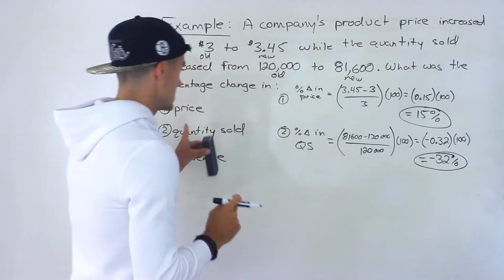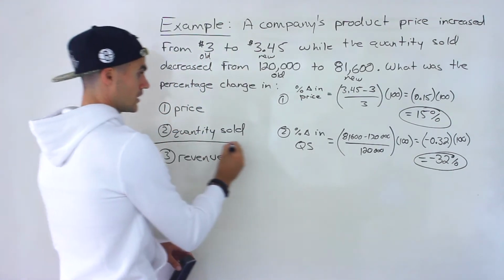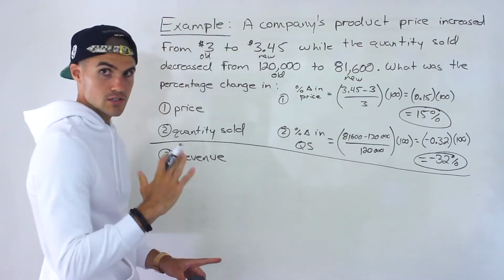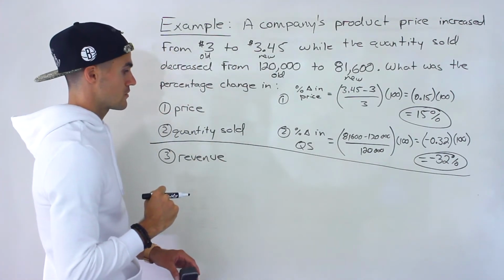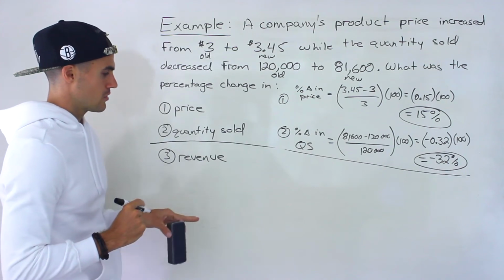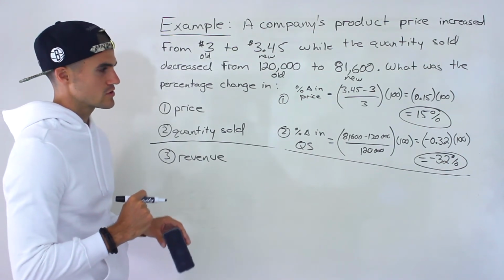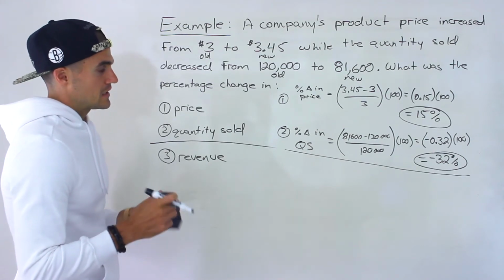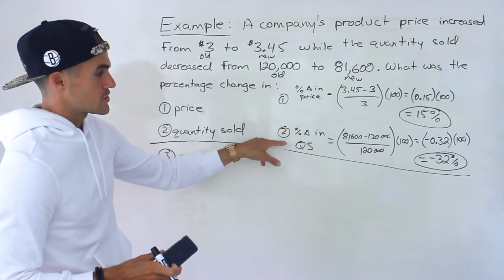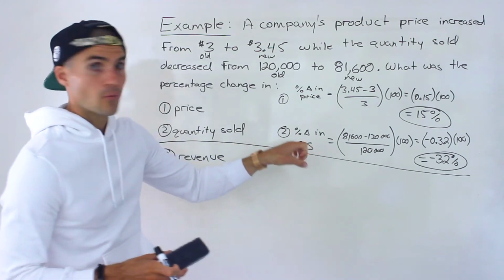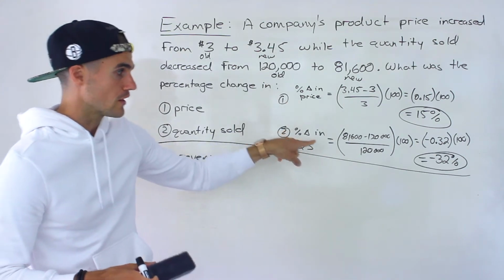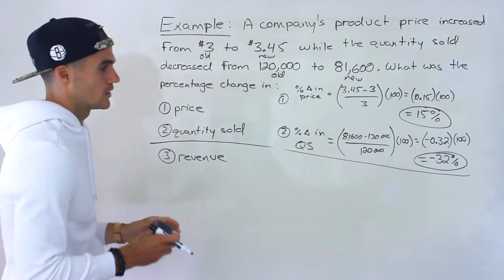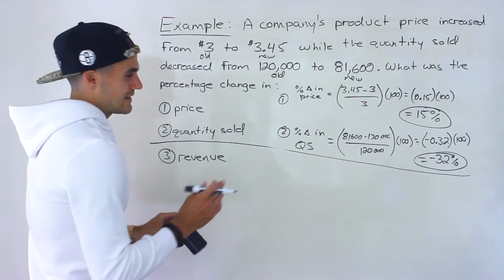Right, so the price increased by 15%, while the quantity sold decreased by 32%. Now moving on to number three, the percentage change in revenue. There's actually two ways to go about it. Because we have the percentage change in price and the percentage change in quantity sold, and revenue depends only on those two things, we can actually use these percentages. That's actually the second way I'm going to show you. It's the less common way.